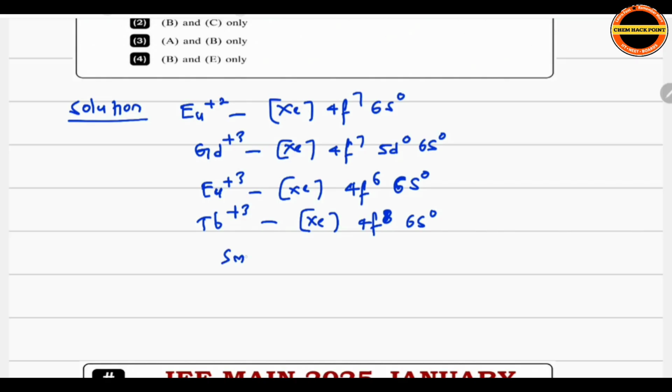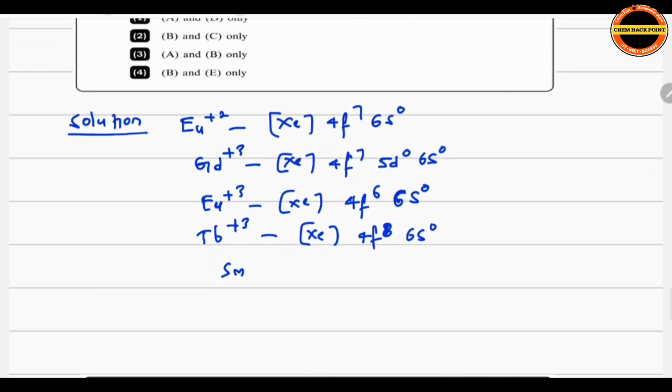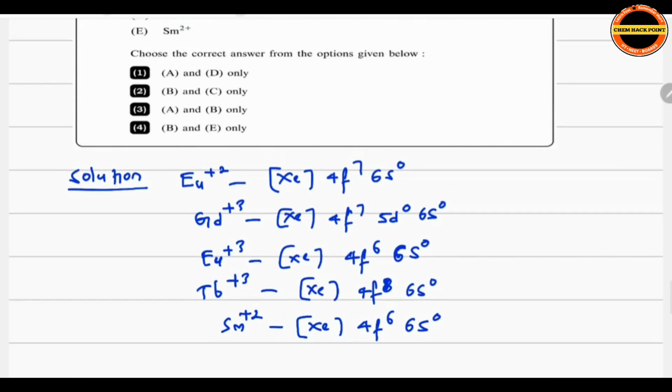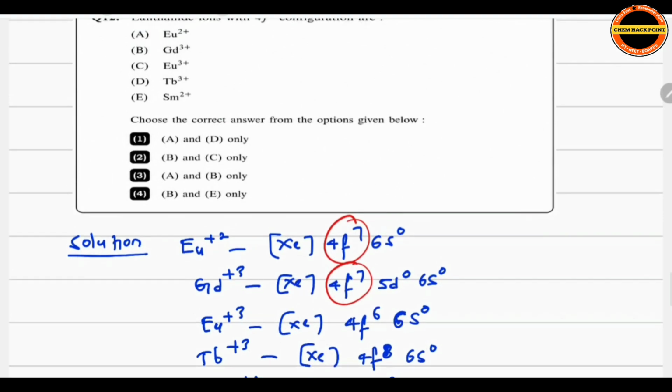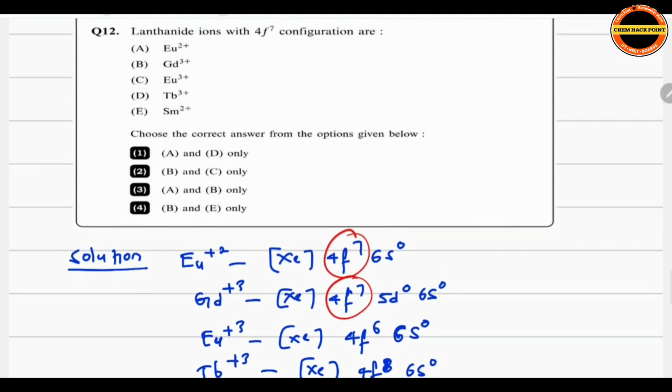One more, what they mentioned? Samarium +2, that is xenon 4f6, 6s0. So overall, how many have the 4f7 configuration? Observe: only these two, europium +2 and gadolinium +3. So which option is correct? Option 3 is correct.